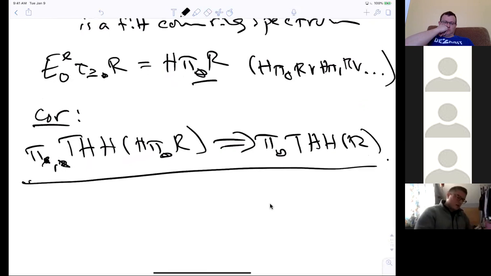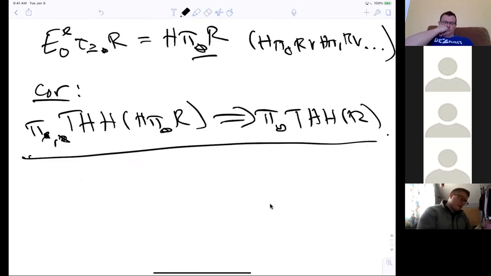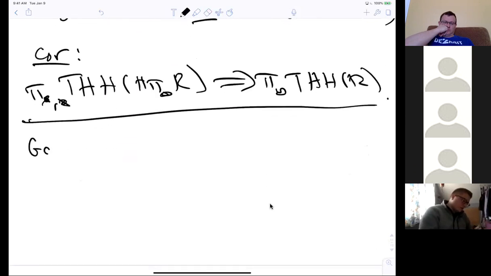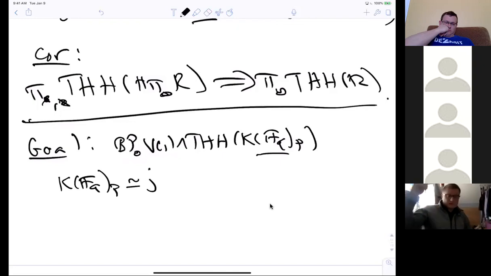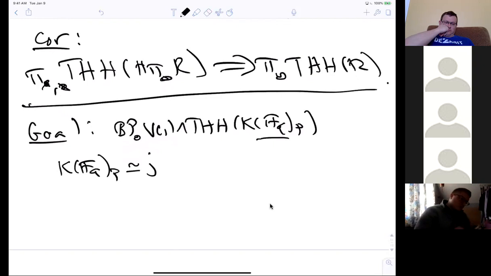Okay, so now, that little aside, let me remind you of the goal. The goal was to compute BP star of V of 1 smash THH of K of F_q, p-completed. And I'm going to get sick of writing this object, so it turns out that this is actually equivalent to the p-complete image of J spectrum, the same p-complete image of J spectrum I talked about earlier. So I'm just going to write J for that.